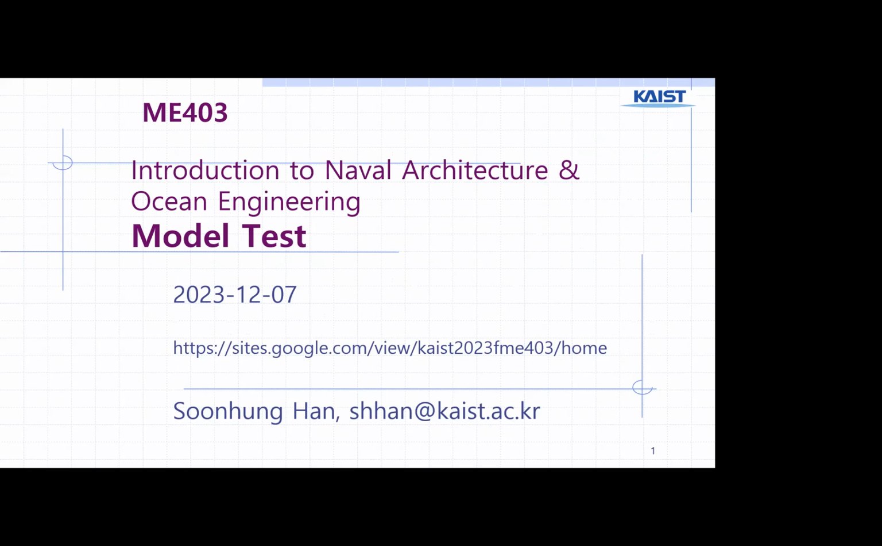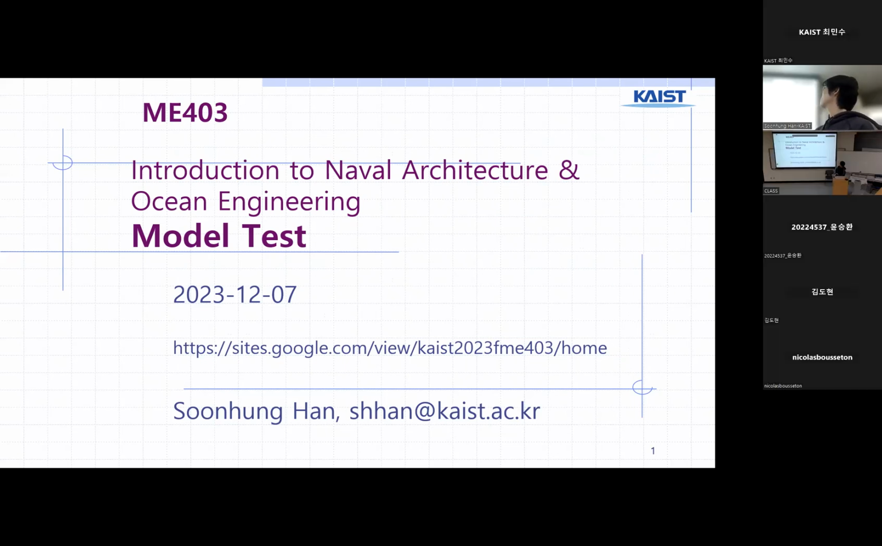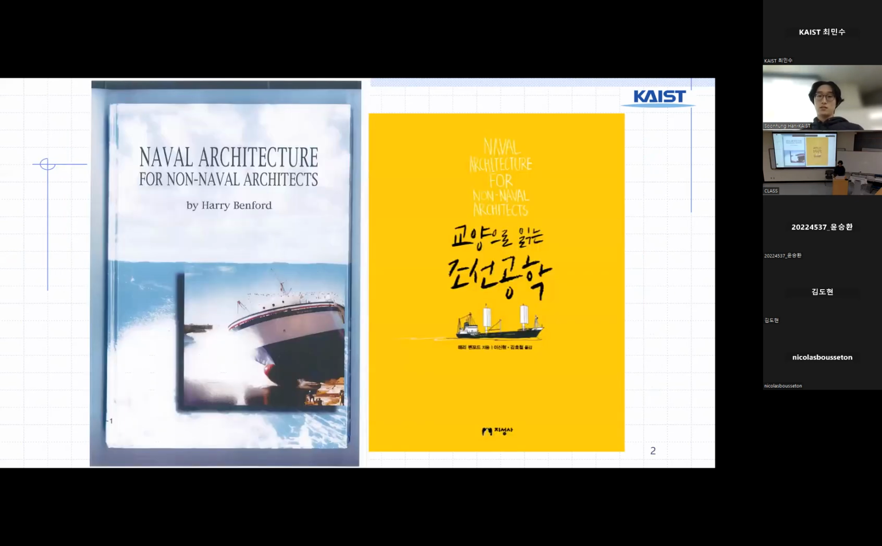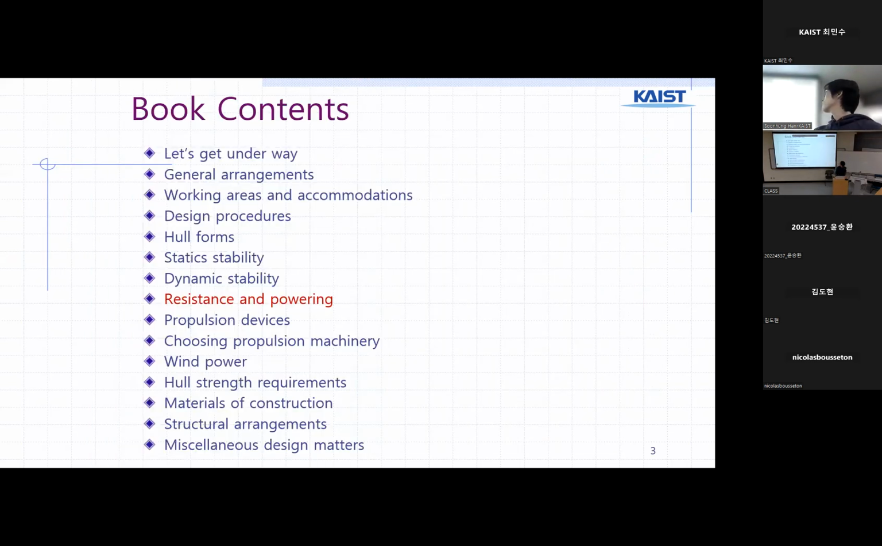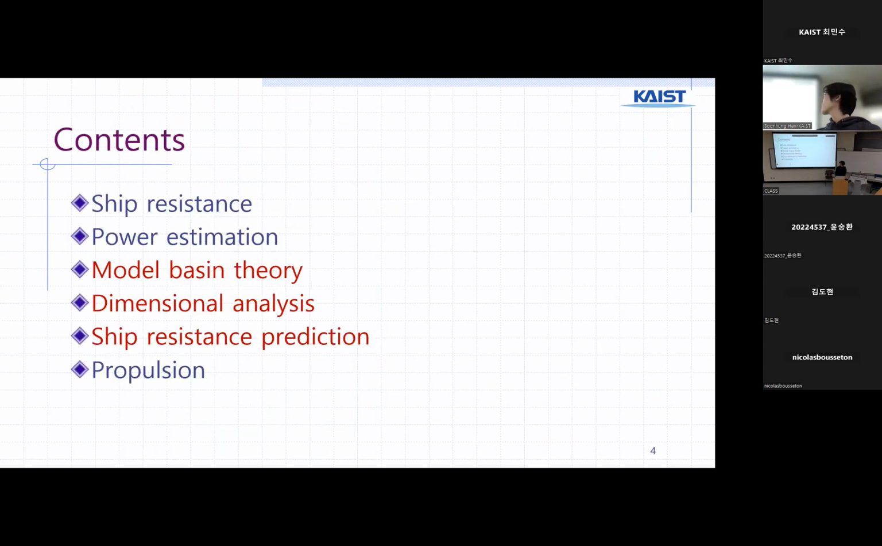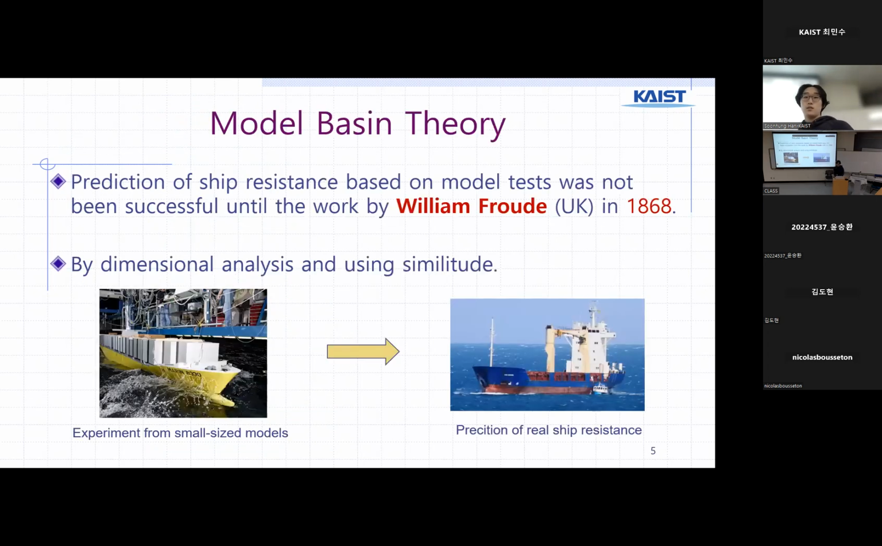Hello, this is Dr. Min, and today I'm going to present about model test. You can refer to the resistance and powering part from the book. And here is today's content. Model basin theory was invented by William Froude in 1868, and since then, prediction of ship resistance based on model tests was possible. It was possible by dimensional analysis and using similitude.